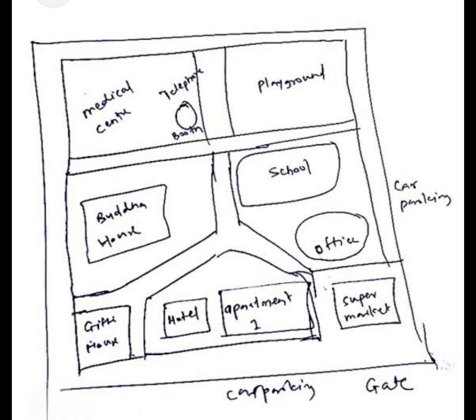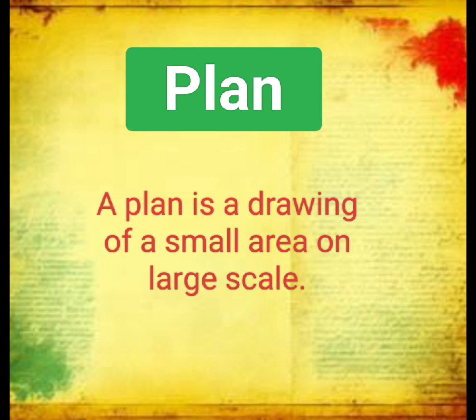Now, plan. What is a plan? A plan is a drawing of a small area on a large scale. A large scale map gives a lot of information, but there are certain things which we may sometimes want to know, for example, the length and breadth of a room, which can't be shown in a map. At that time, we can refer to a drawing drawn to scale called a plan.